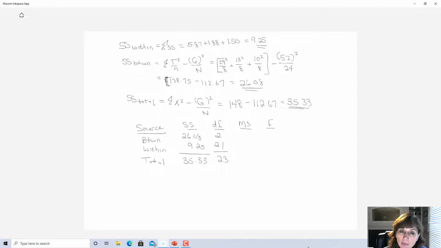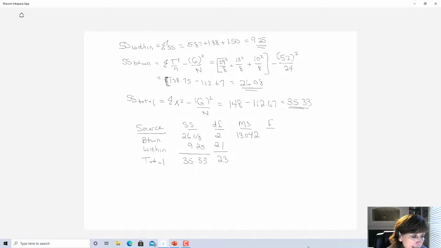Okay, so the next thing we need to do: ANOVA is a ratio of variance between treatments and variance within treatments. So remember what you know about variance. To calculate variance, we take sum of squares and we divide by degrees of freedom, right? So that's what the mean squared is. The mean squared is just a fancy name for variance. So for our mean squared between, we're just going to take the between treatments sum of squares divided by the between treatment degrees of freedom. In other words, we're going to take 26.08 divided by 2, and that's going to give me 13.042. That's going to be the top half of my F ratio.